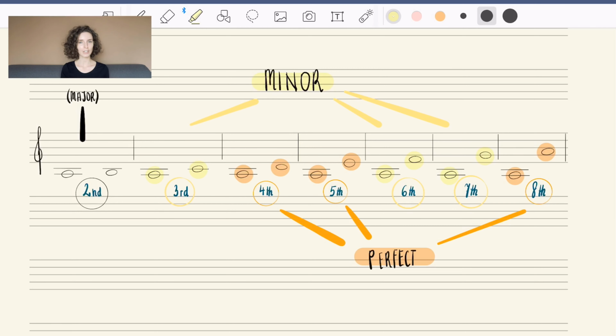Now pay attention to the very first interval, the interval of a second. Bear in mind that no matter whether you are in a major scale or in a minor scale, the very first interval of any scale is always a major second.